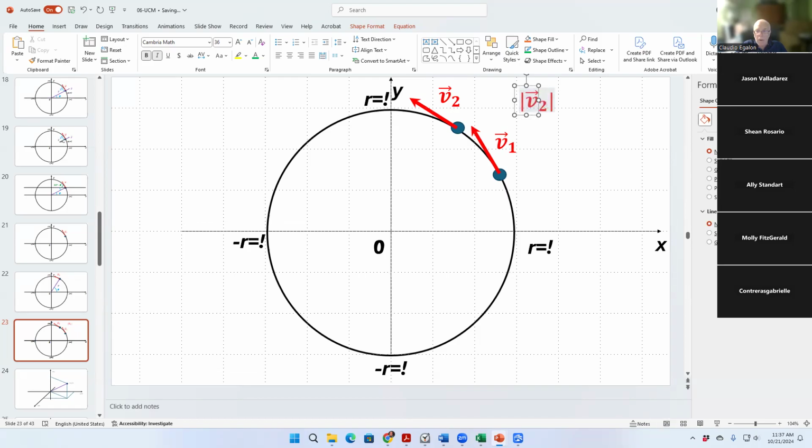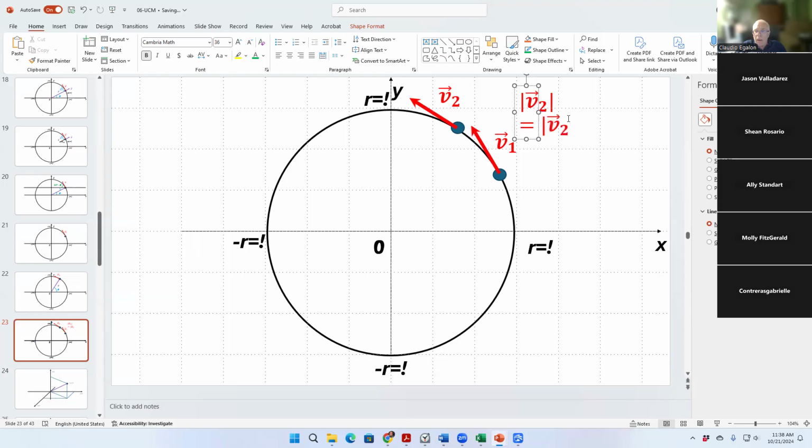V2 is equal to... magnitude of V2 is equal to magnitude of V1. Why is that? Because we're dealing with uniform circular motion. That's why their magnitudes are the same.